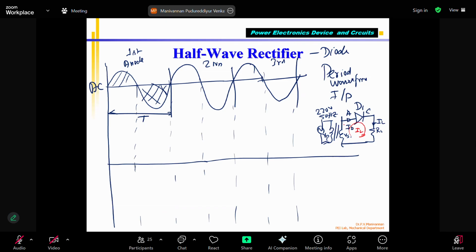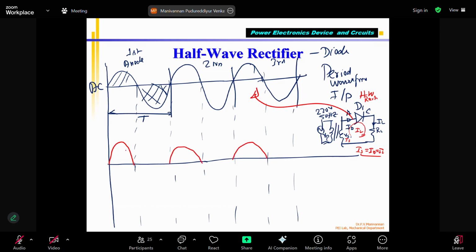IL, IDC, all are the same. Even the secondary current IS equals ID equals IL. Why? They are all connected in series, so the current is the same. This is my half-wave rectifier, with a single diode. It will conduct. What will be the output here? If I measure, this is the voltage applied, the waveform given from the transformer secondary. What I will get is the secondary voltage like this.